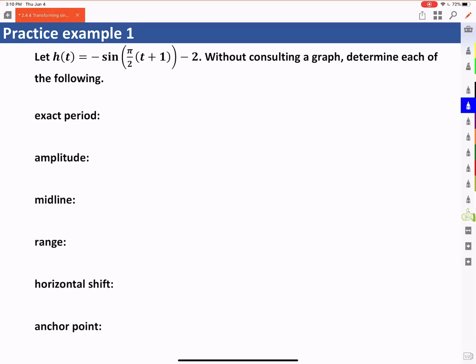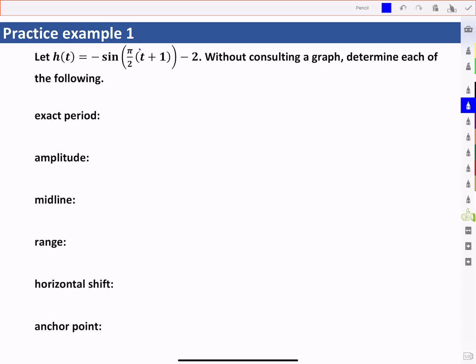Let h of t equal the negative sine of the quantity pi over 2 times the quantity t plus 1, minus 2. Without consulting a graph, determine each of the following. Pause the video and try this on your own.